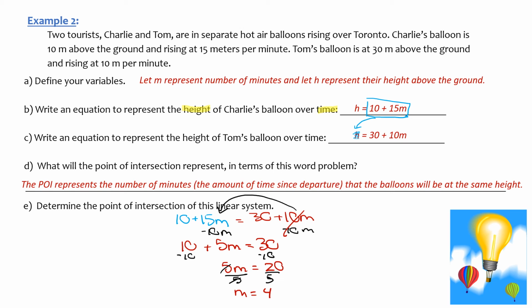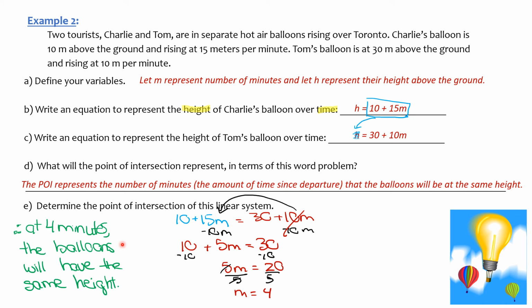So what does that mean? It means that when m is 4, okay, what's m again? Look up, m is the number of minutes. So at 4 minutes, the balloons are going to have the same height. So let's write a sentence for that. At 4 minutes, the balloons will have the same height.